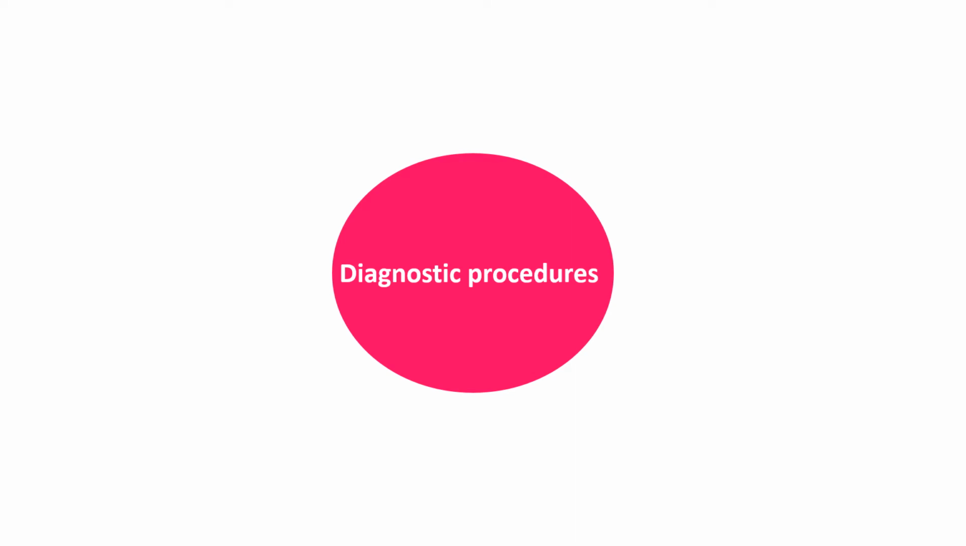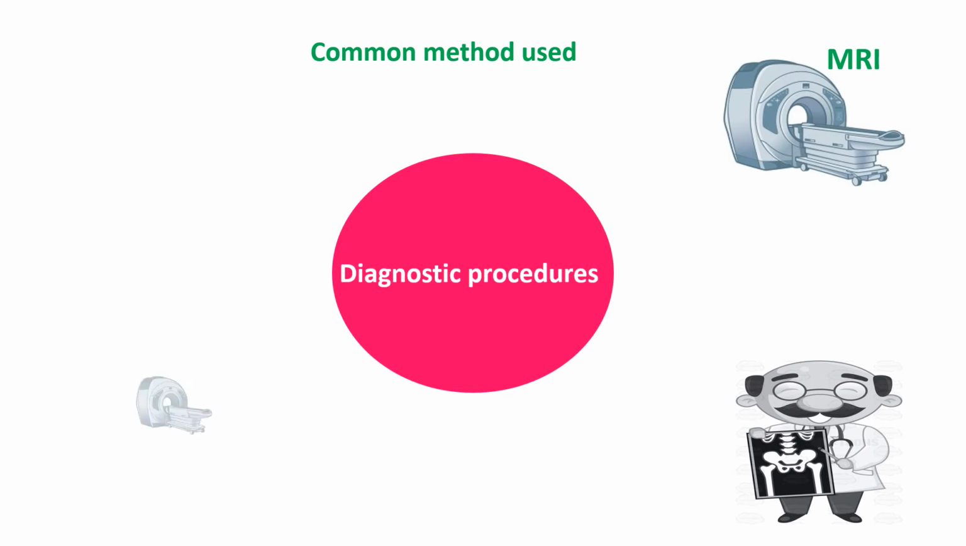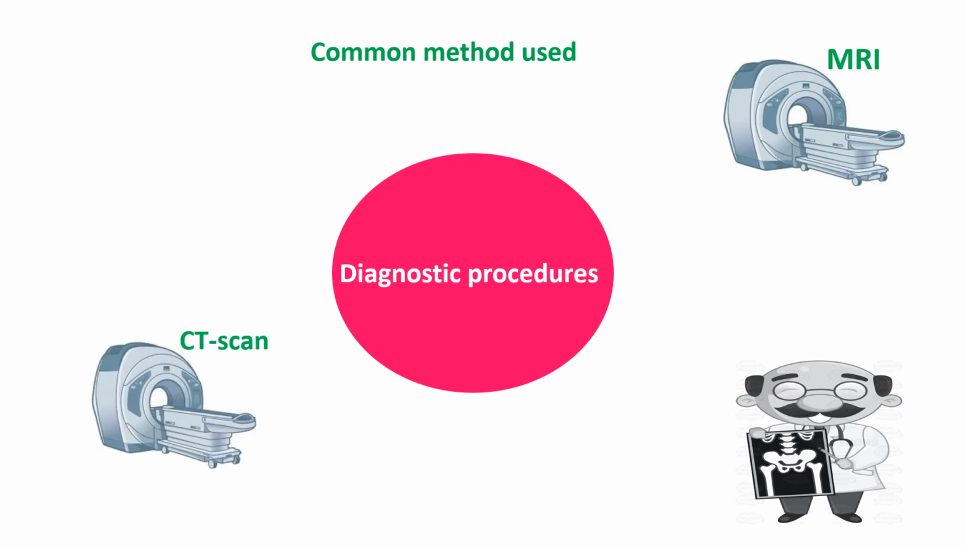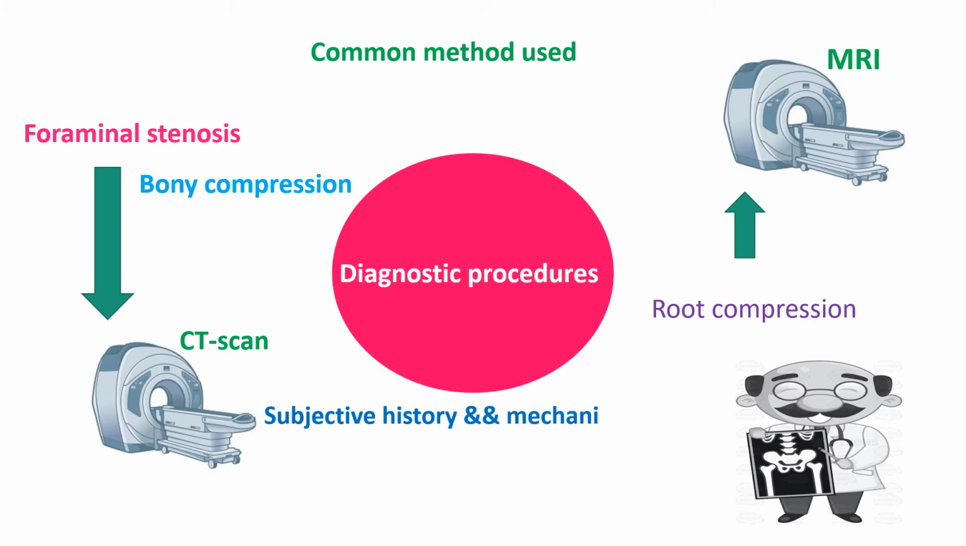Now I will tell you about the diagnostic procedure. The most common methods used to assess the presence of compression are X-ray, MRI, and CT scans. In MRI, the root compression is seen, but foraminal stenosis due to bony compression is detected by CT scan. A subjective history and mechanism of injury should be considered for an accurate diagnosis.